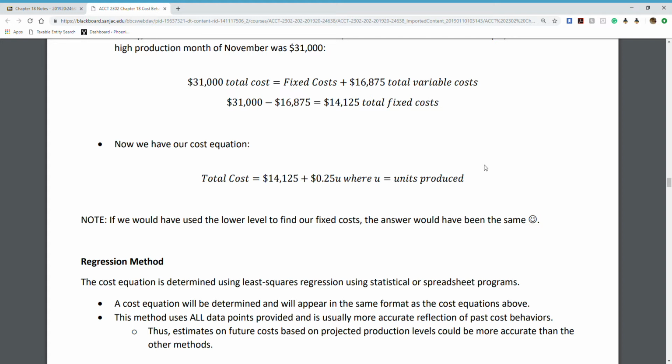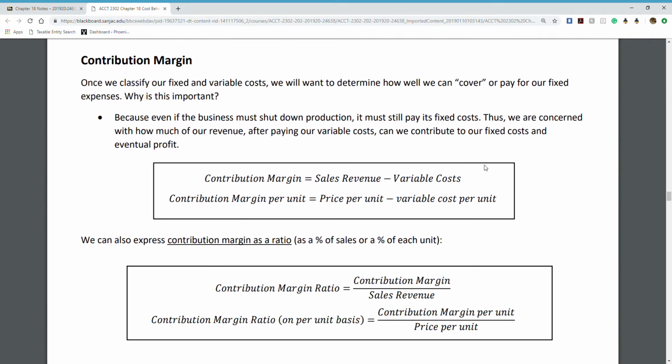That's cool. Okay, so this doesn't lead exactly into the break-even yet. We have another thing that we have to do to get to our break-even, and that is figure out contribution margin. Now, contribution margin is basically after we've classified our fixed and variable costs, which we just determined, we need to see how well we can cover our fixed expenses. Basically, can we cover them in case there is a shutdown of production? Because fixed costs are no matter what we do, we still have to pay that.